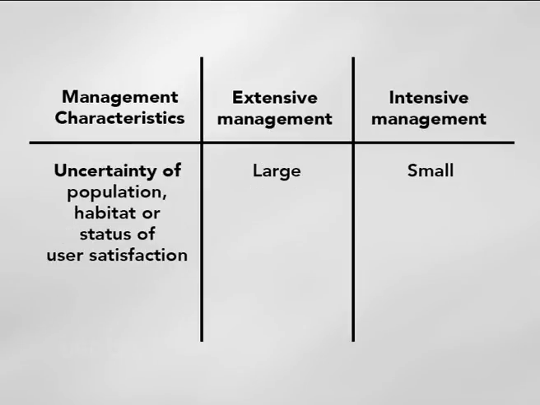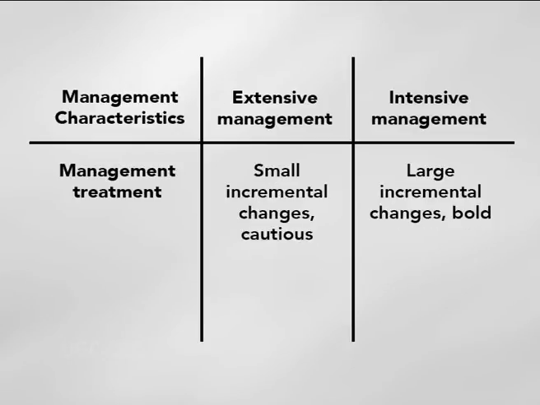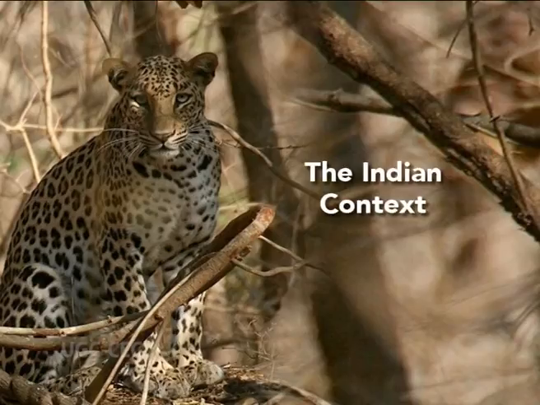The uncertainty of population, habitat or status of user satisfaction is large in extensive, whereas it is small in intensive management. Predictions derived from extensive management have large confidence limits based on theory and are less accurate, whereas they have small confidence limits based more on local data and are more accurate. The management treatment in extensive management is small incremental changes and cautious, whereas steps in case of intensive management are bold and largely incremental. Now let us understand how wildlife management occurred in the Indian context.